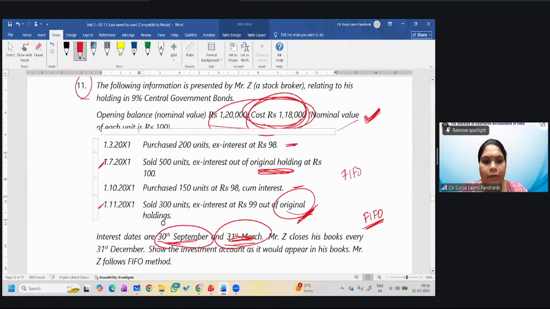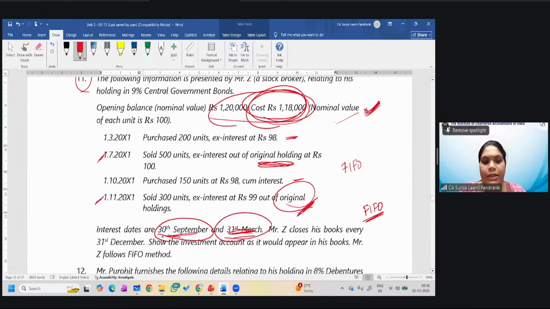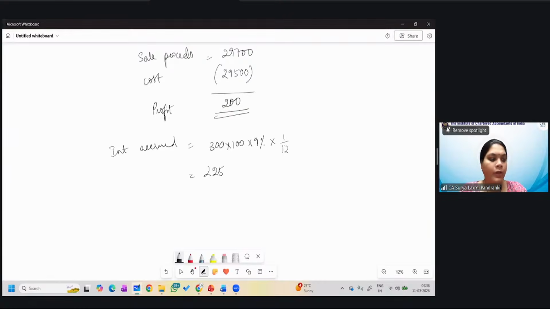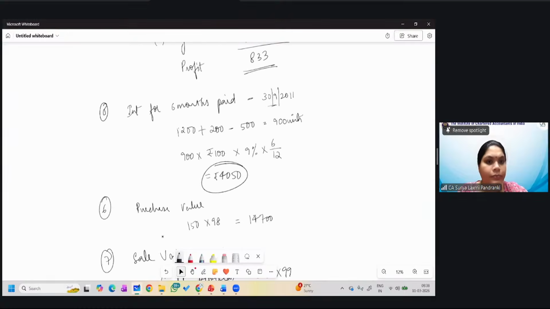The profit on sale we have also recorded. The interest on sale we have recorded and the sale value also we have recorded. And when are we closing our books? 31st December. So you don't have to write interest again. No interest will be received again in between. So there's no interest again. Only the balancing figure has to be written. So let us write the balancing figure also.